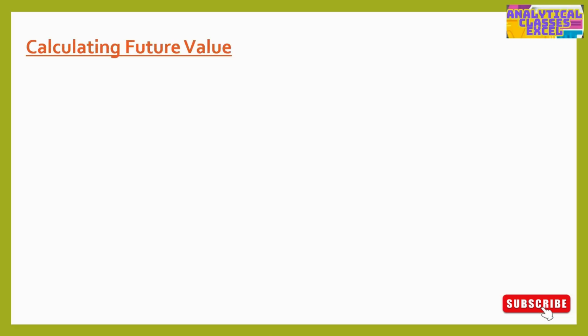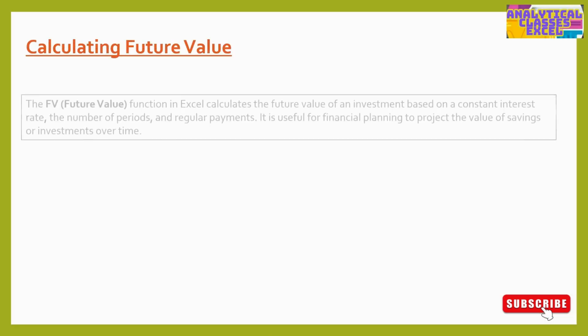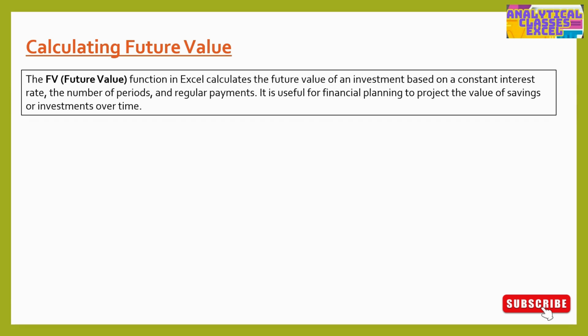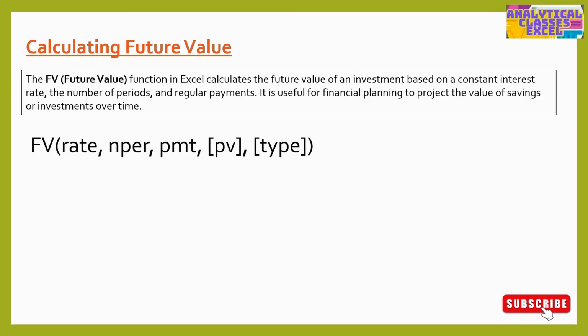So today's topic is how to calculate the future value in Excel. It is done using the FV formula or function in Excel, which is used to calculate the future value of an investment based on a constant interest rate, the number of periods and regular payments. It is useful for financial planning to project the value of savings or investment over time, since we all invest something and we want to know how much it will turn out to be in the future over a certain number of periods. So the FV formula is used to calculate that future value.